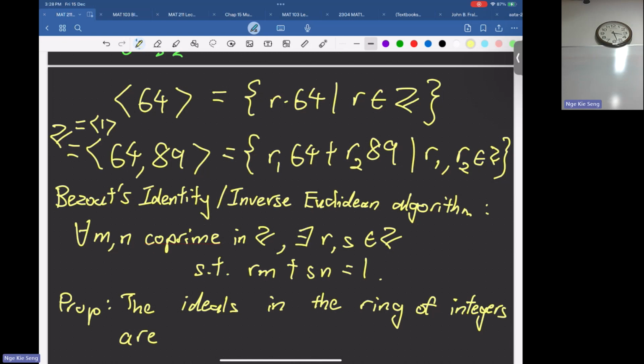Use the Bezout identity. Okay, you can find the R and S. So how to find this R and S? You can actually find it. Go and do your Euclidean algorithm on 89 and 64, and then inverse it. That's why we call it an inverse Euclidean algorithm. Find 1 as a linear combination of 64 and 89. Then you can find your R and S that build your 1.